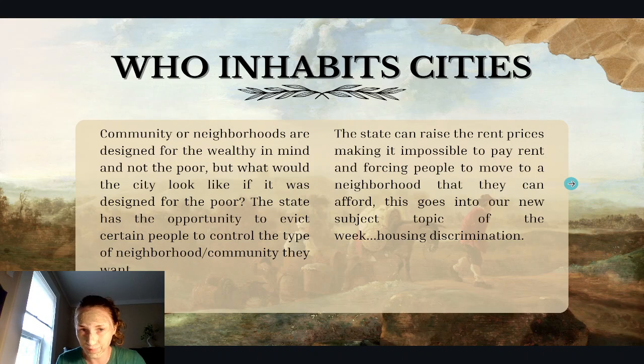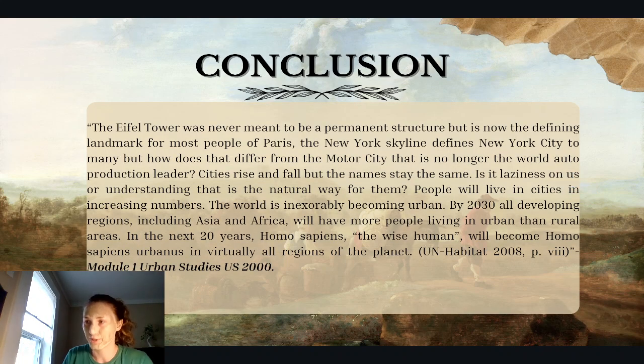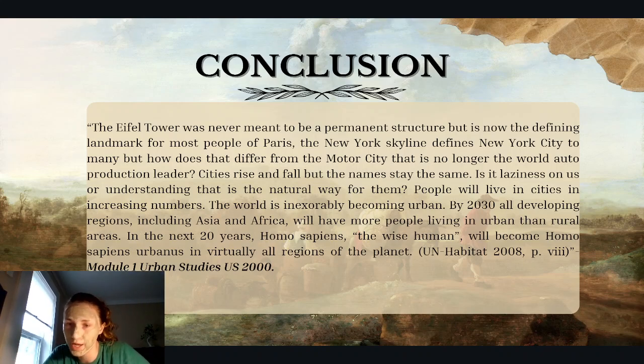So, in conclusion, this is also a piece from one of the modules that I really liked because it kind of incorporates what we immediately think about when we think about cities, which is the monuments, really. The Eiffel Tower was never meant to be a permanent structure, but it is now the defining landmark for most of the people in Paris. The New York skyline defines New York City to many, but how does that differ from Motor City that is no longer the world of auto production? Cities rise and fall, but the names stay the same. Is it laziness on us or understanding that it's the natural way for them?